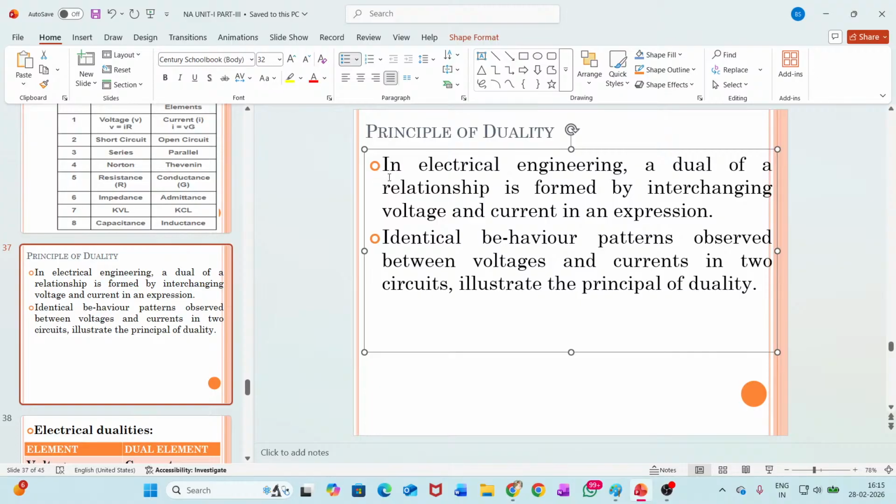So then this topic is principle of duality. Within 10 to 15 minutes I will conclude this session. So principle of duality, it's a very small topic.